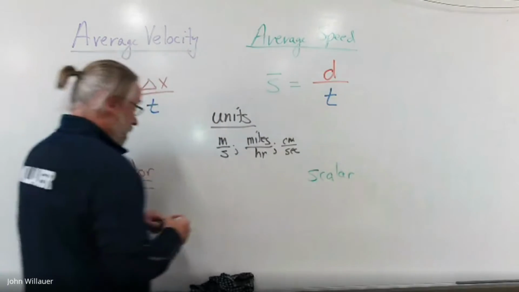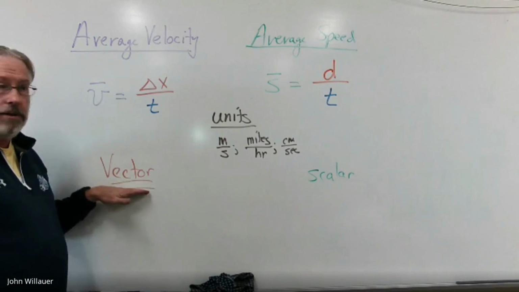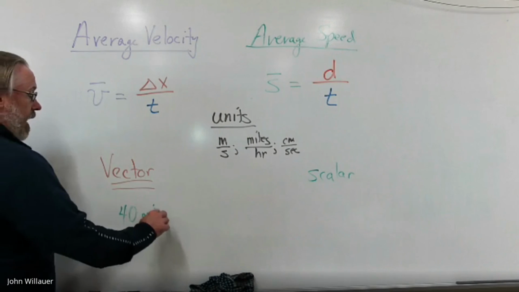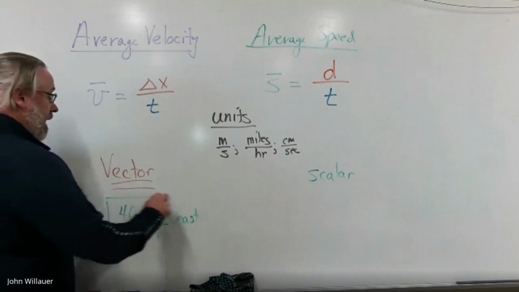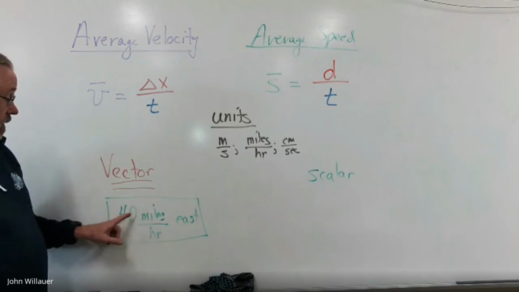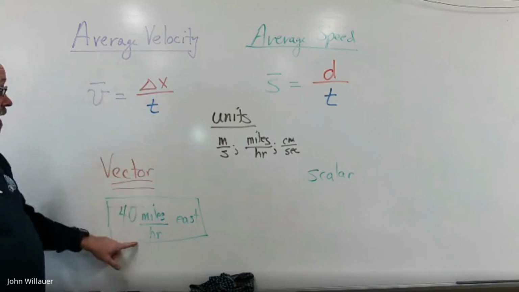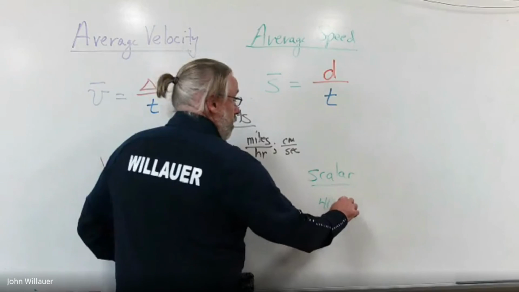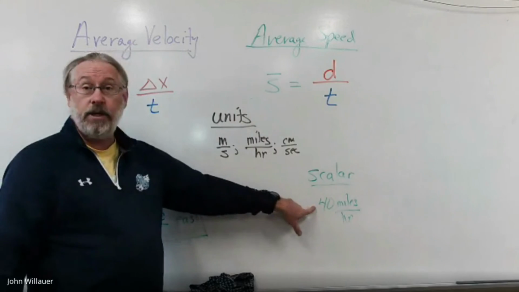So the difference between those 2, a vector quantity, you have to give a direction with it. So you might be saying 40 miles per hour east. If I say that, I have given you an average velocity here because I give you the 40 miles per hour and I give you the direction. That would be a vector, which means we're talking about velocity here. If I said over here just 40 miles per hour, then that would be just scalar because there is no direction here.